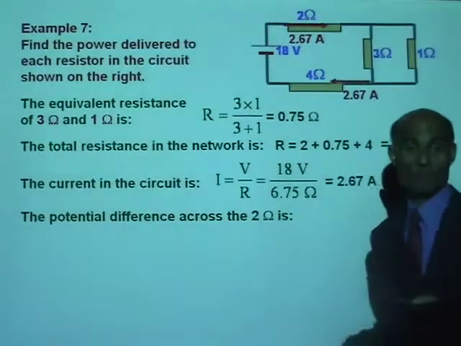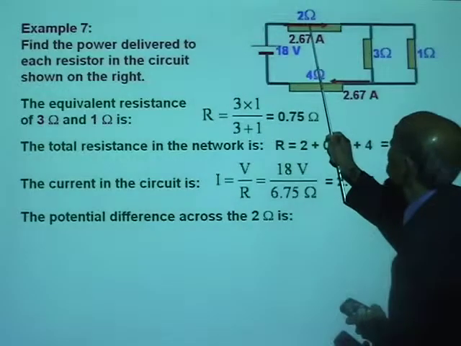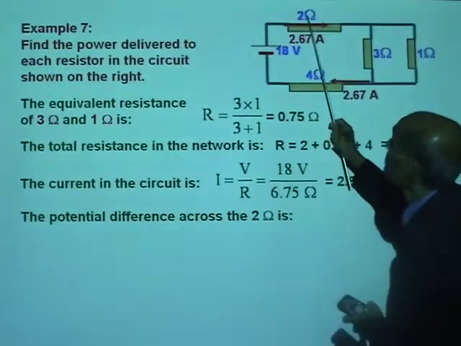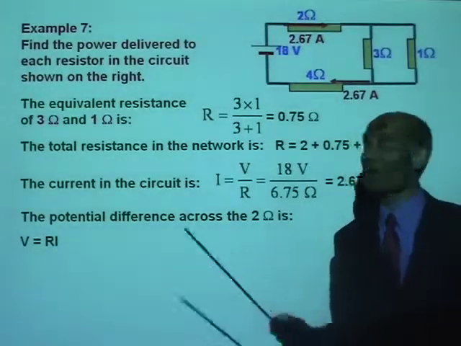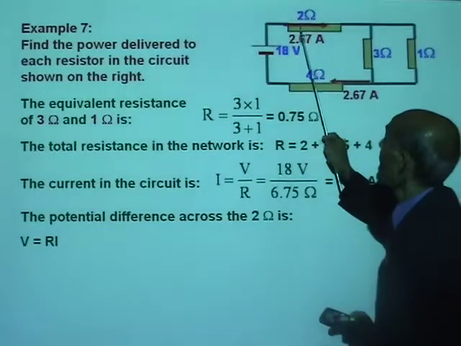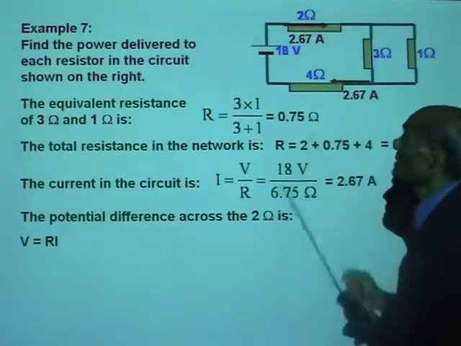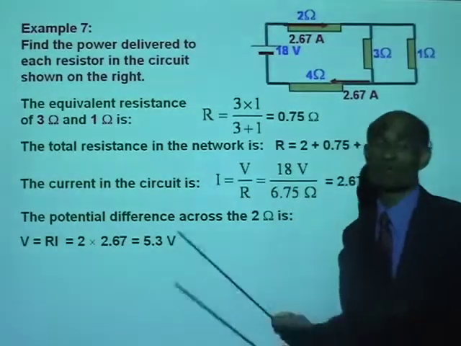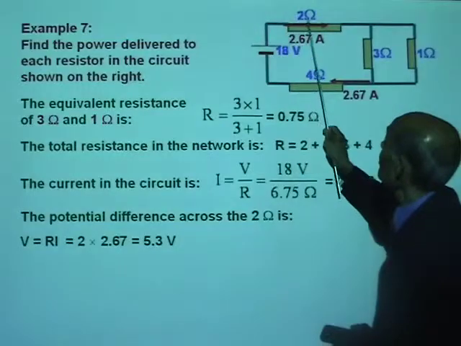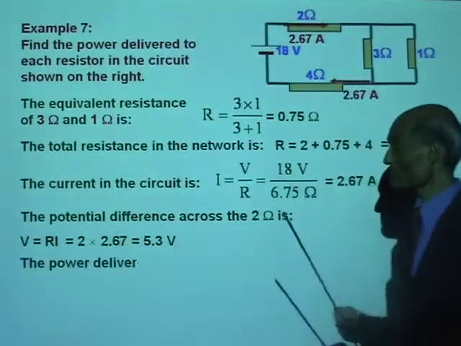That's our aim. So, the potential difference across the 2 ohm, can you tell me what will that be? V equal to I over R. Oh, did I say V equal to I over R? V equal to Ri, where R is 2 ohm, I is 2.67 ampere, and that is 5.3 volt. So the potential difference across the 2 ohm is 5.3 volt.